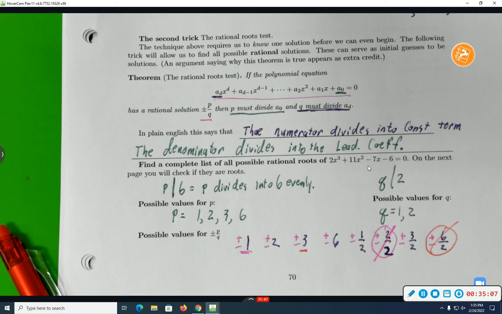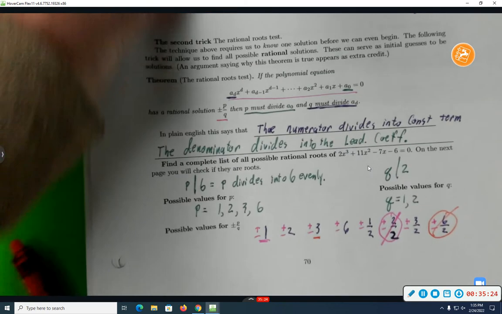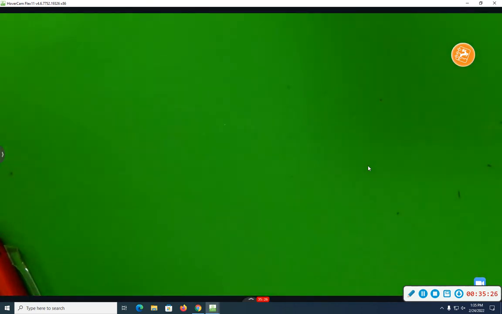How do people feel about that? So, what do you think? If I wanted all of the rational solutions to this polynomial equation, what would you do? Yeah, plug in those. If there are any solutions, they're on that list. And 12 isn't that huge a number of computations to do.